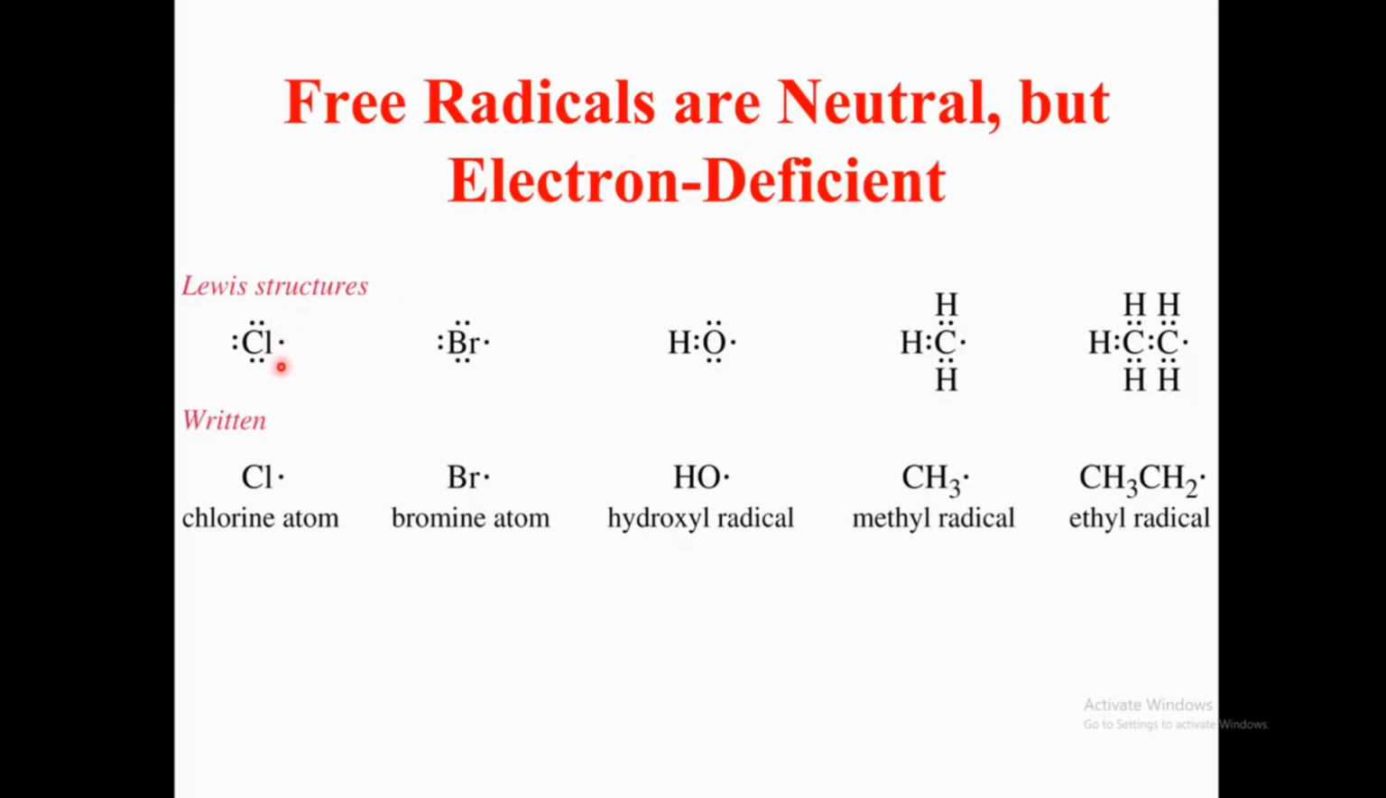This is the Lewis structure of chlorine, which contains a free radical electron. This is the Lewis structure of bromine. This is the Lewis structure of hydroxyl. This is the Lewis structure of methyl. The Lewis structure of ethyl radical. As you can see, this electron is a radical, a free radical. As you can see, the full octet is not complete in the Lewis structure, and we can simply write these structures as Cl dot, which is a radical, Br dot, OH dot, methyl radical, ethyl radical.